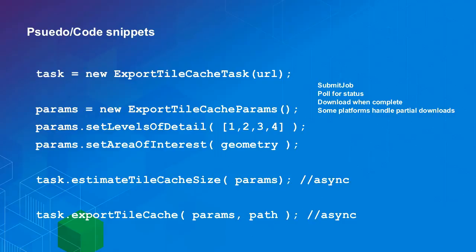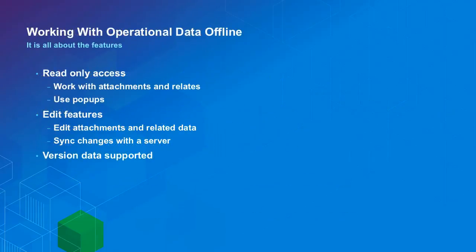But then if you build a user experience that says, yes, that user's accepted taking 50 megabytes of cache off, you can start the process by calling export tile cache. And at that point, you can use that estimated tile cache size to help you provide some user experience to your user as the downloading is happening. So that's working with tiles.